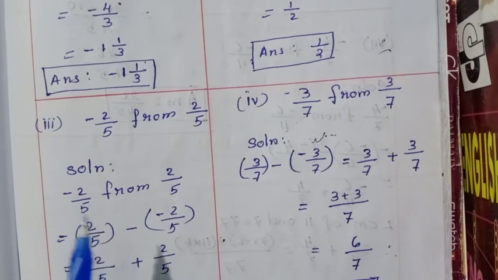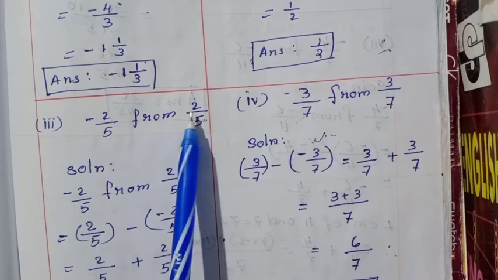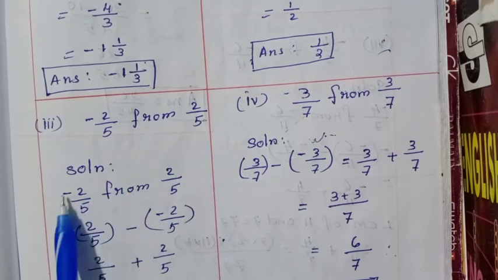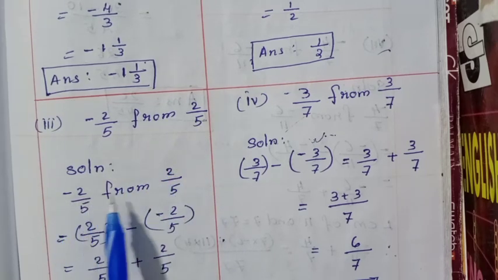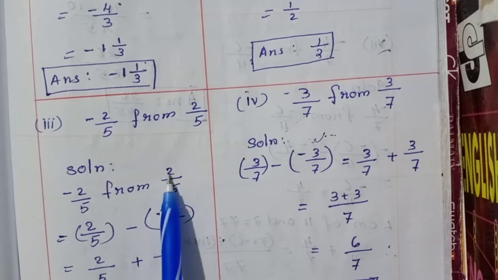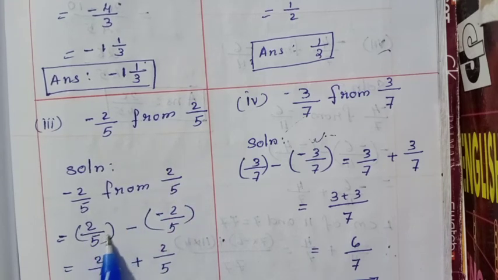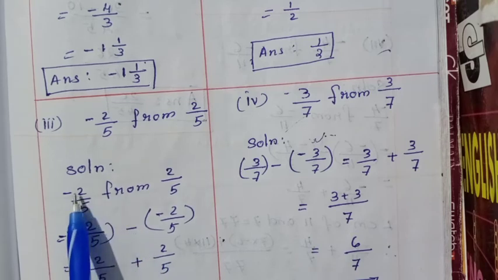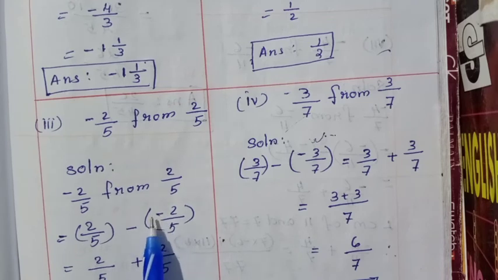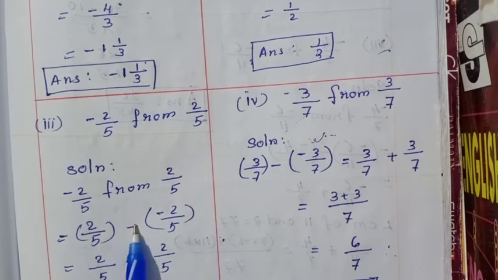Next, number 3. Minus 2 by 5 from 2 by 5. First we will write 2 by 5 in a bracket, minus, subtraction. Then next we are writing minus 2 by 5. Negative numbers are always used in brackets. So in the second bracket is minus 2 by 5, first bracket 2 by 5, and this is a subtraction.